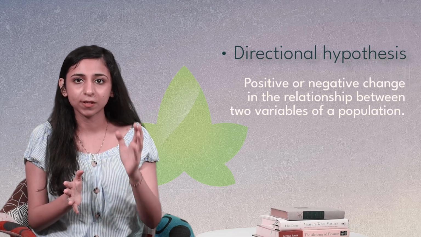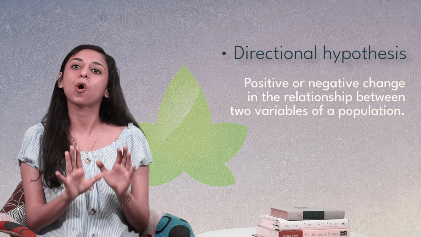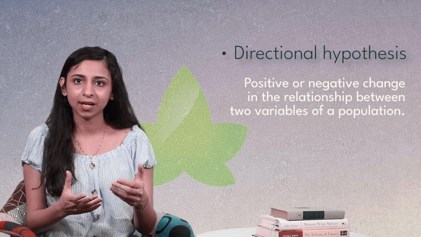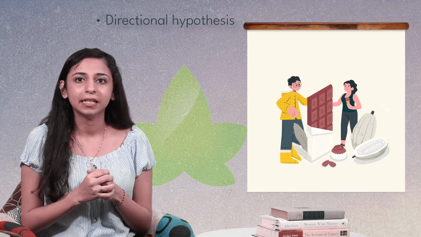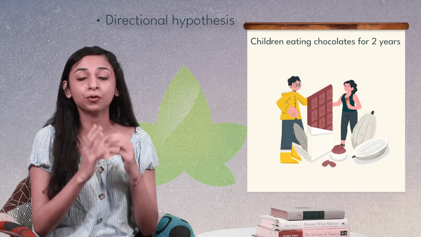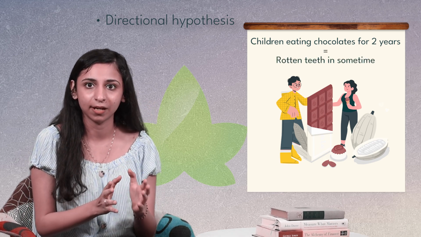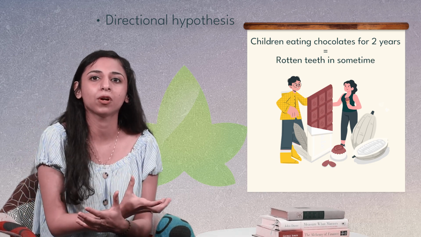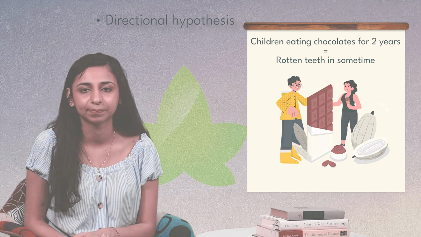The third type of hypothesis is directional hypothesis. A directional hypothesis shows positive or negative change in the relationship between two variables of a population. For instance, let's understand this with an example. Children eating chocolates for a period of 2 years straight would have some effect on their teeth, that is, they would have some cavities or their teeth would rot as well. So this is an example of directional hypothesis.